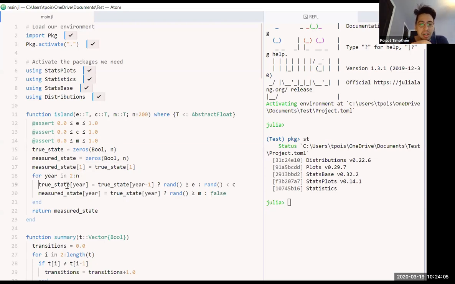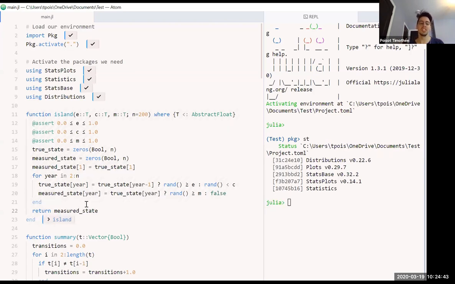And then for every year, we're going to first update the true state of the island for the next year. If the species is initially present, we're going to check that it's not extinct. And if it's initially absent, we're going to check if it colonizes. And then for the state that we measure this year, if the insect is here, then we're going to check whether we have missed it or not. And if it's not here, then we'll not detect it. So that's not something involving a test. And what we get at the end is the measured state.